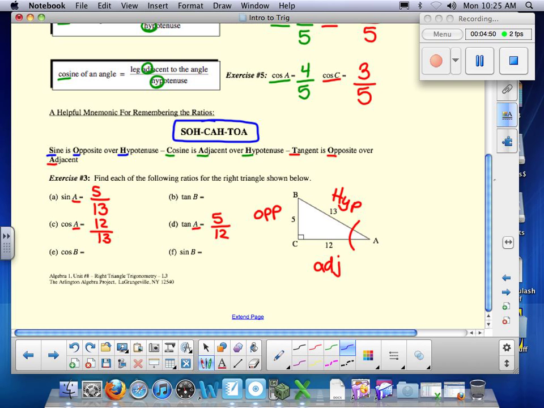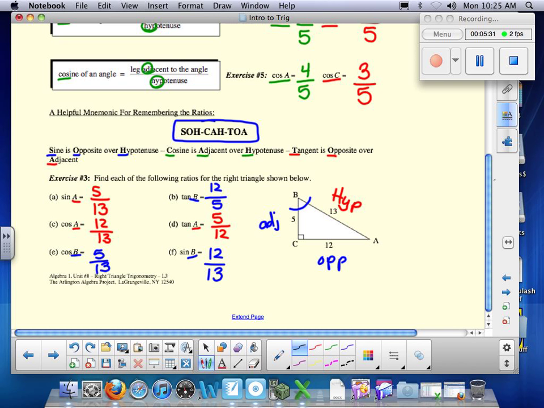Things change here just a little bit when we switch and talk about angle B. The hypotenuse doesn't change, but now opposite and adjacent flip-flop, because B is our reference angle. So cosine is adjacent over hypotenuse. Tangent is opposite over adjacent. And sine is opposite over hypotenuse.